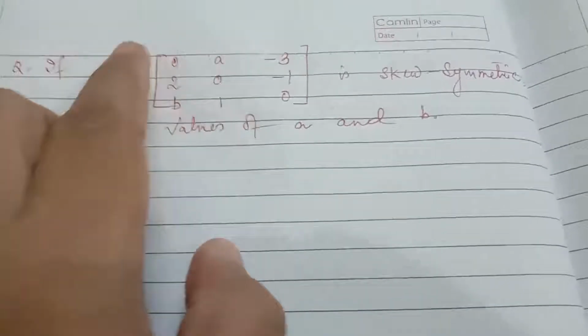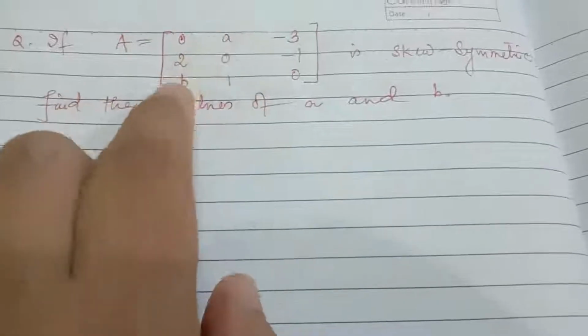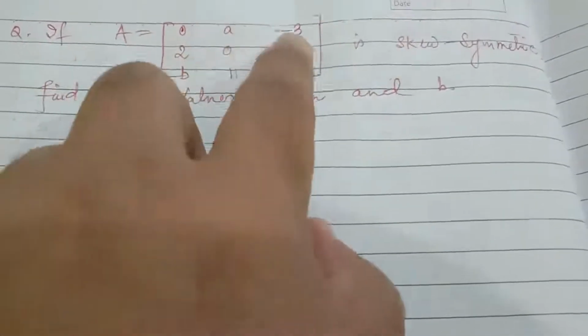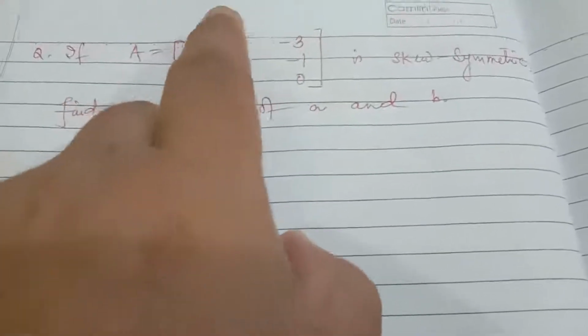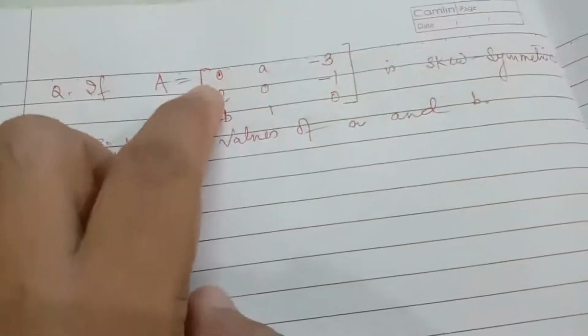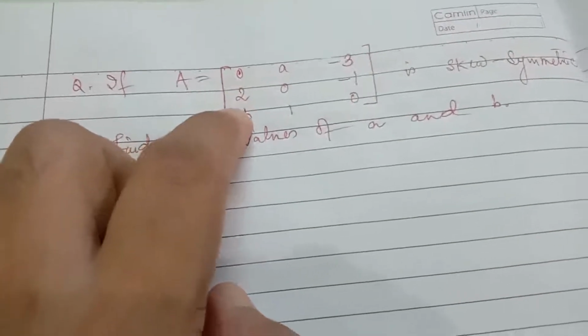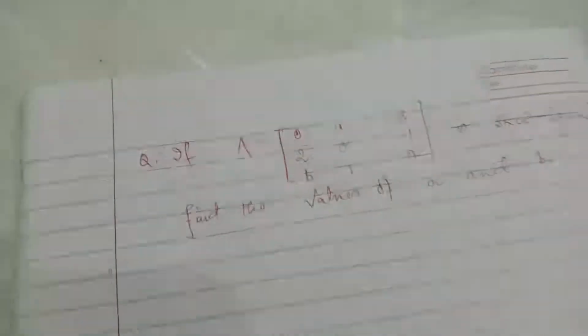Now these three elements will be same, but we have to change the sign. This is minus 3, this will be plus 3. This is minus 1, this will be plus 1. This is, you see, A, minus 3, 0. And this will be minus 2, 3 and minus 1. Okay, let me write just this.